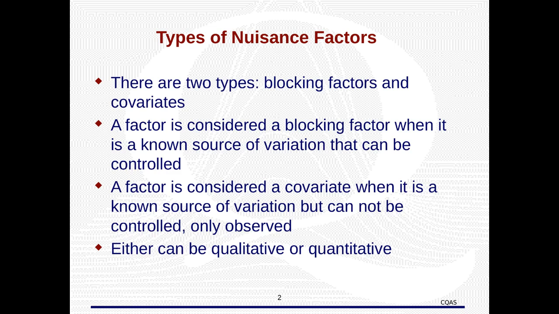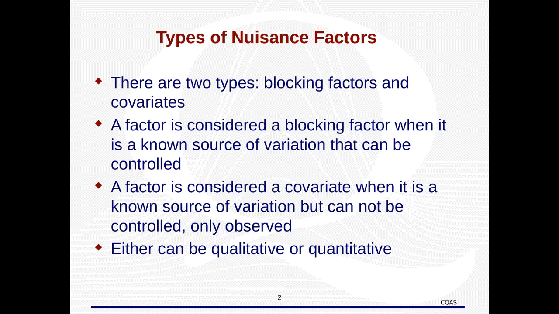Consider a practical example. If we're running an experiment across multiple days, and we suspect day-to-day variation affects our results, we might treat day as a blocking factor by deliberately balancing our experimental runs across different days. Alternatively, if we're measuring humidity in a laboratory and suspect it influences our response, but we cannot regulate humidity, then humidity becomes a covariate that we must record and account for statistically.